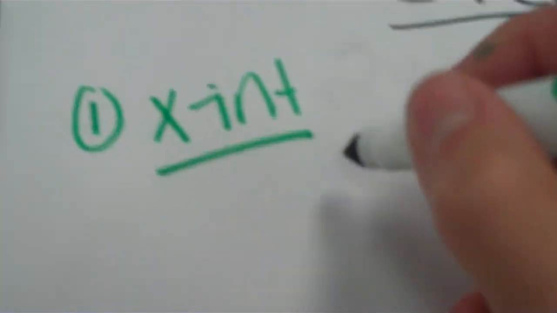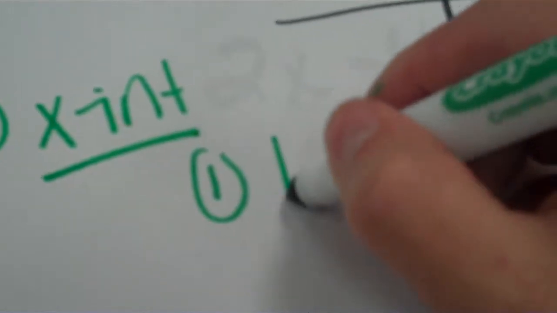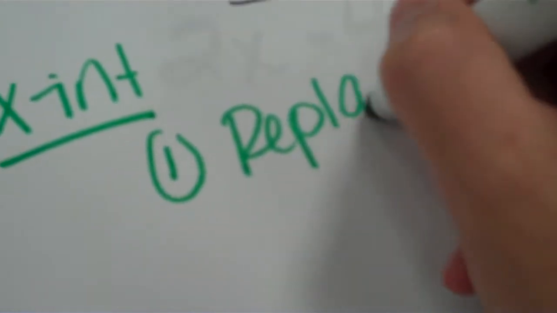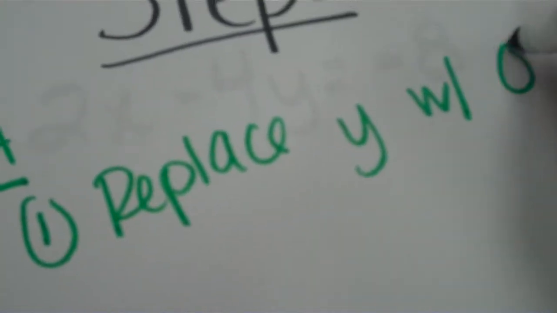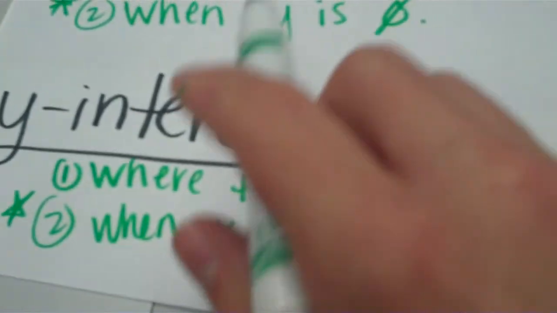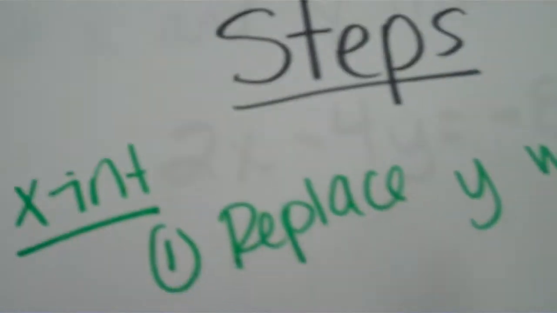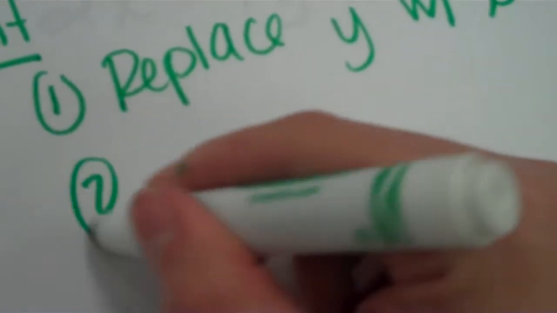Okay? The steps to find the x and the y intercepts with an equation are as this. So first, we'll do the x-intercept. Doesn't really matter which one you do first. The first thing you do is you replace y with 0. Because remember, the x-intercept is when y is 0. So you replace y with 0. And then the second thing you do is solve.